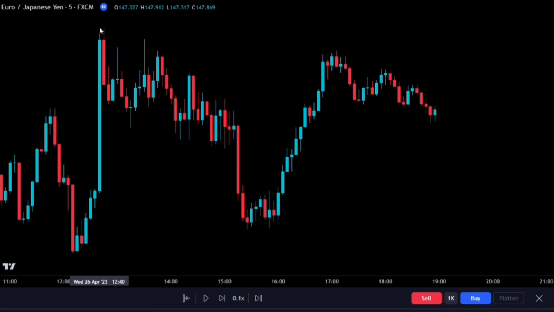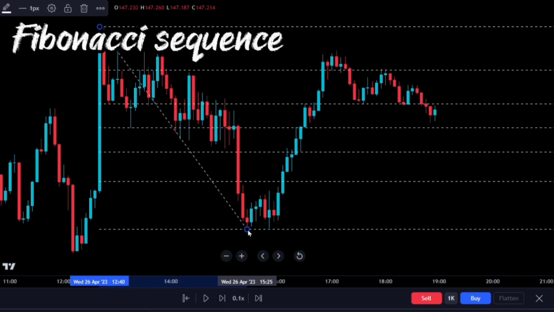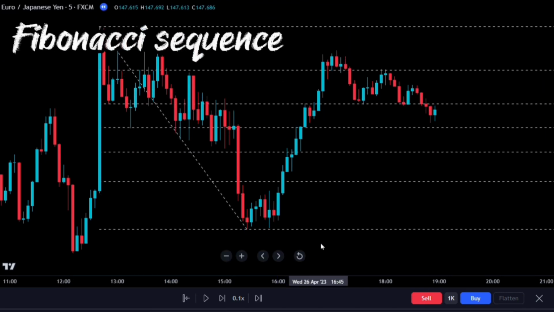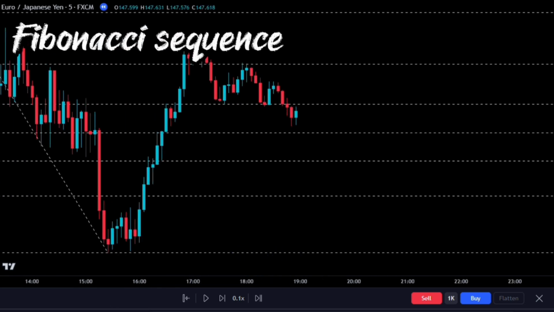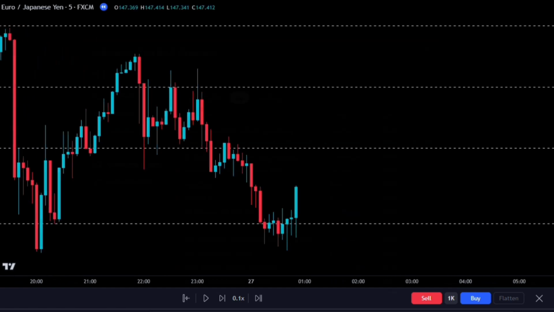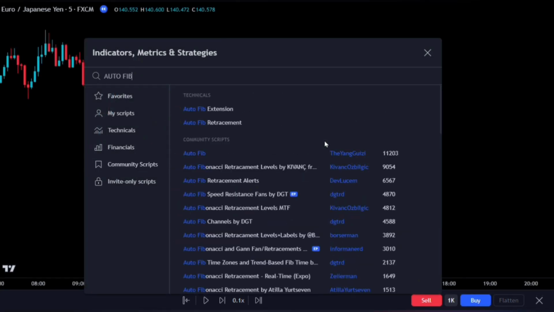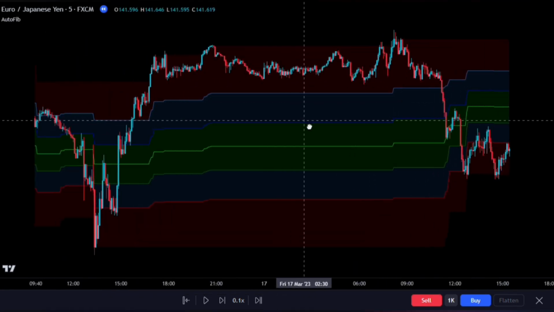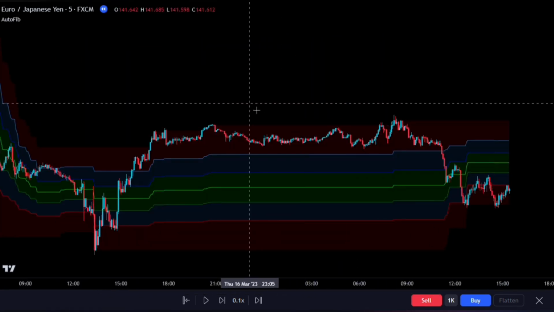For our first strategy, we're going to be using the Fibonacci levels strategy. This is a super effective tool that you don't want to miss out on. So, let's start by adding some indicators to the chart. The first one we're gonna use is the Auto Fib by Yang. This one plots Fibonacci levels between the high and low of a time frame of your choosing.